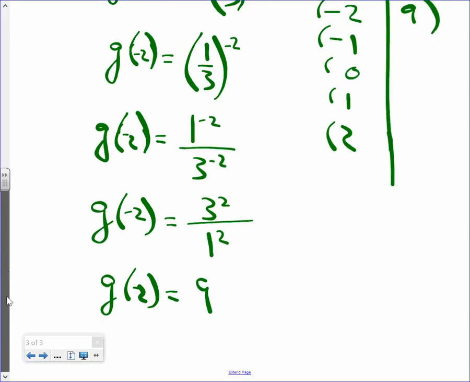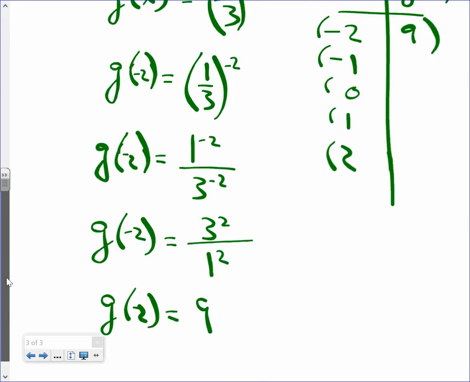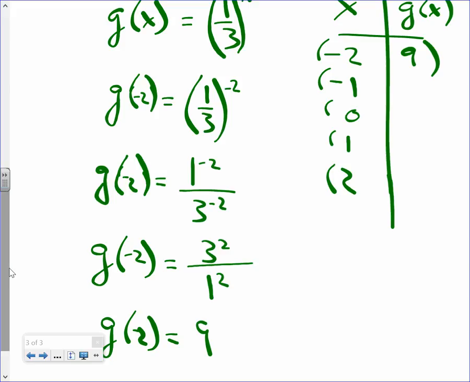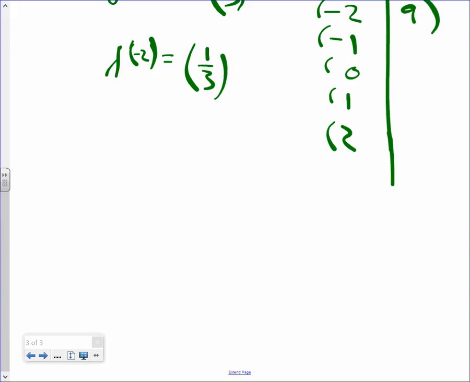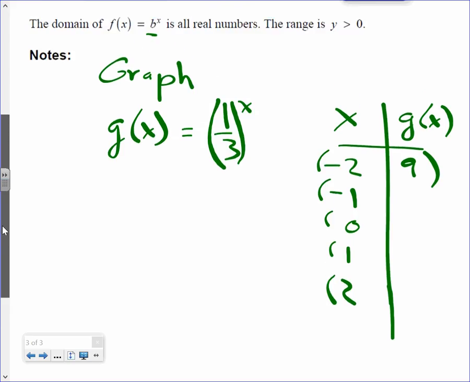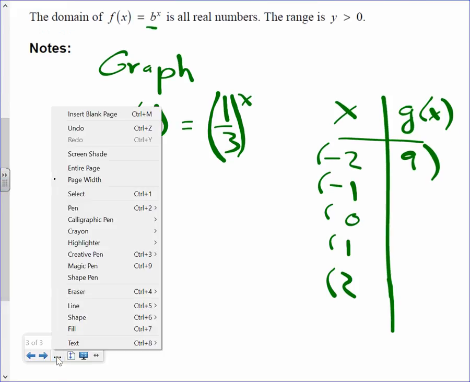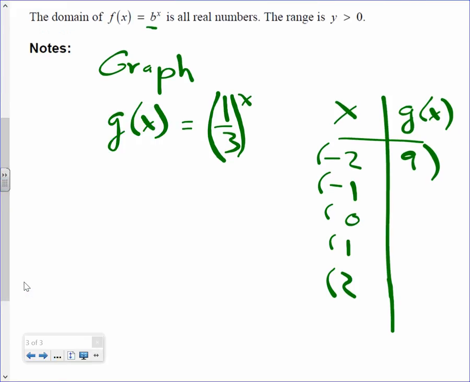A lot of work? That's crazy, huh? Shame on me for making you work and think, at school especially. Let's go on to the second input. I'll stay with green. The function at -1 equals 1/3 to the -1 power.